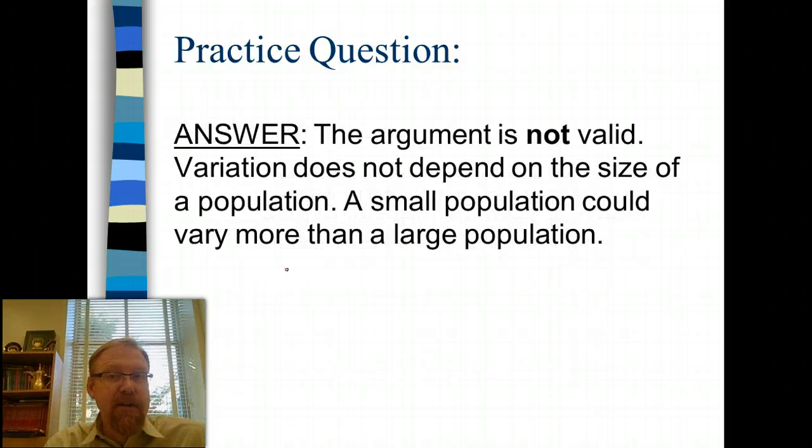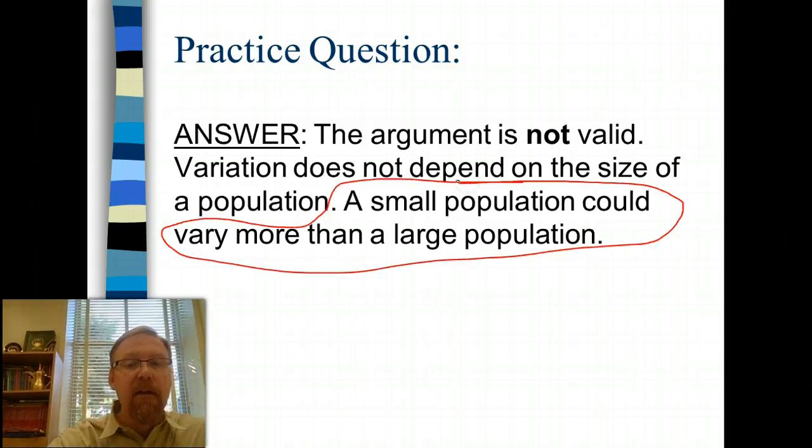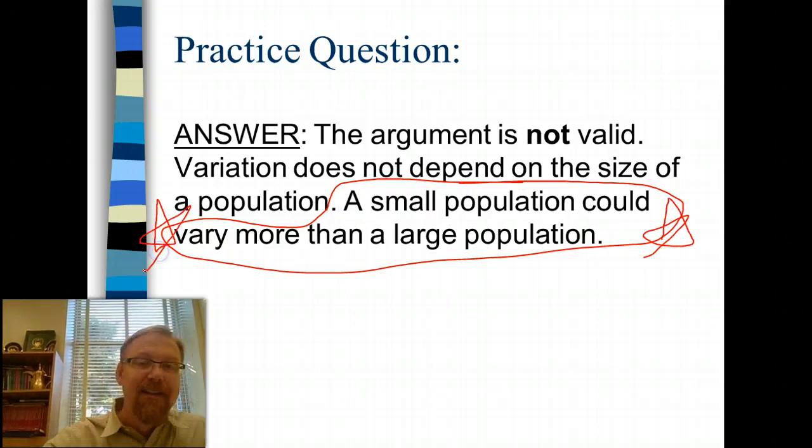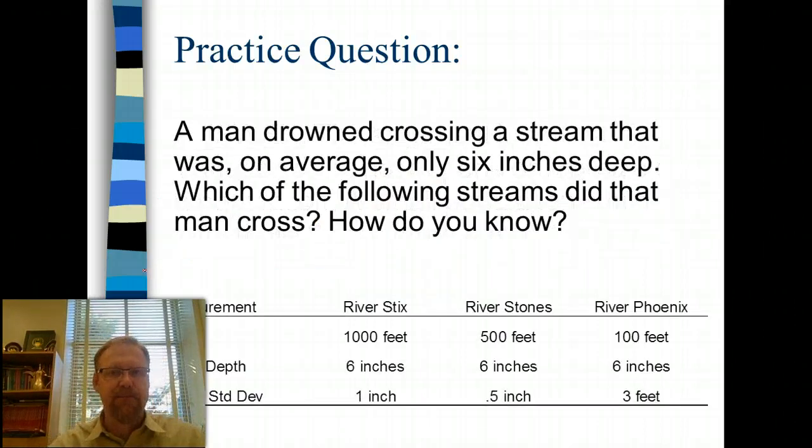Again, the answer is very straightforward. That's not a valid argument. Variation does not depend on the size of a population, and in fact, a small population often varies more than a large population. And that we should put stars behind. That is really important, and that's one of the reasons why we try to have larger sample sizes when we want to compute statistics, because it helps us reduce overall variation, it helps us account for more representation. I mean, many reasons I could go on, but this is an important one to remember.